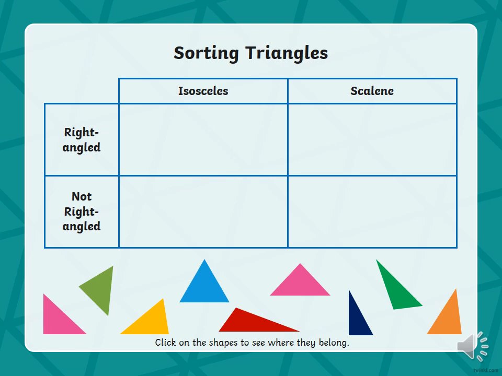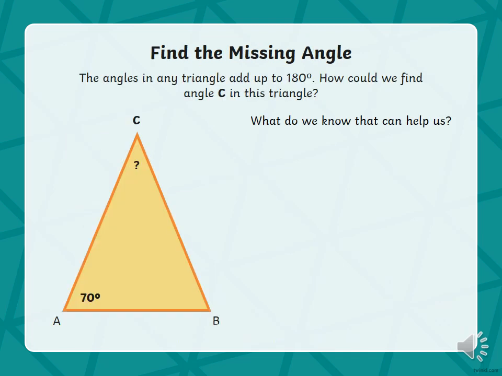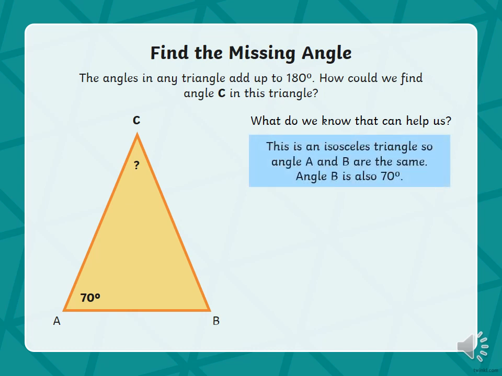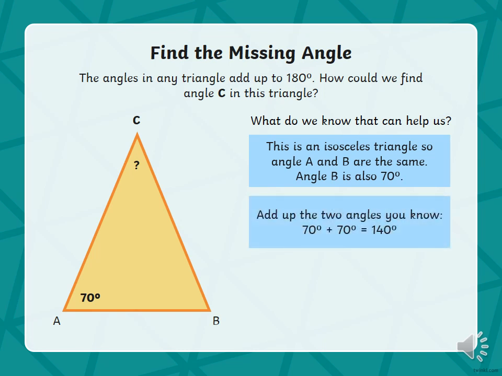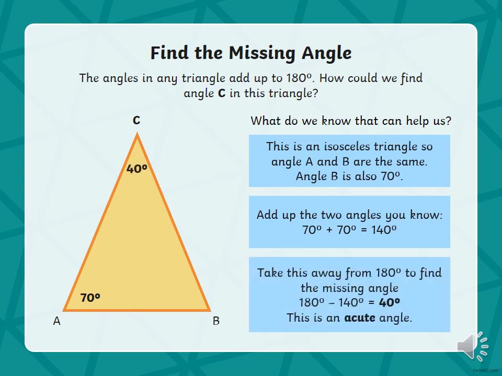Okay, so the angles in any triangle add up to 180 degrees. How could we find angle C in this triangle? What do we know that can help us? So first of all, what type of triangle is this? Good, it is an isosceles triangle. And what information do you know about an isosceles triangle to help us? This is an isosceles triangle, so angle A and B are the same. B is 70, so the two angles add up to 140. So for C, take this away from 180 to find the missing angle.